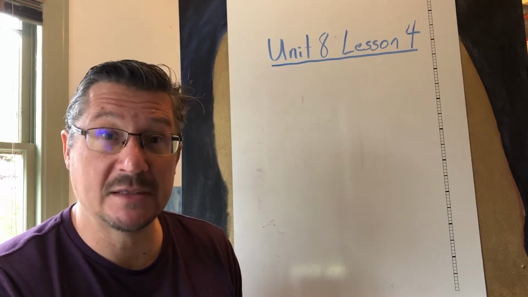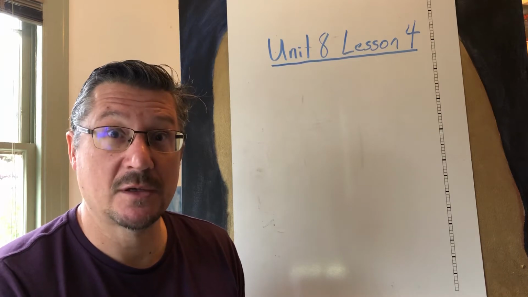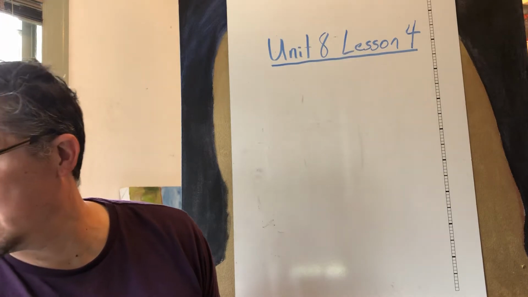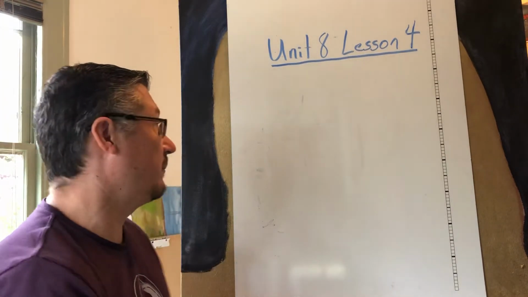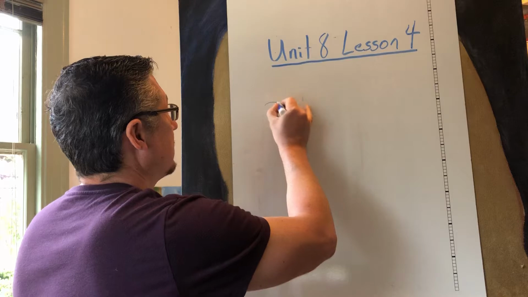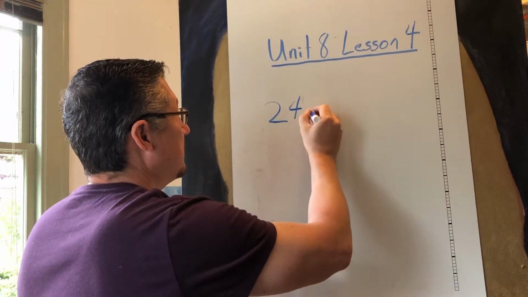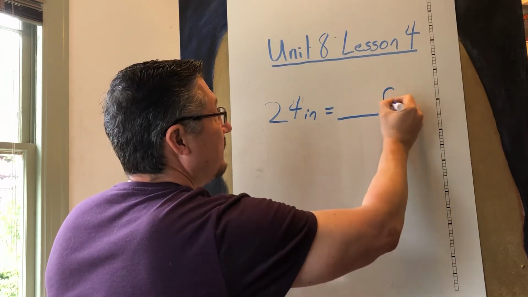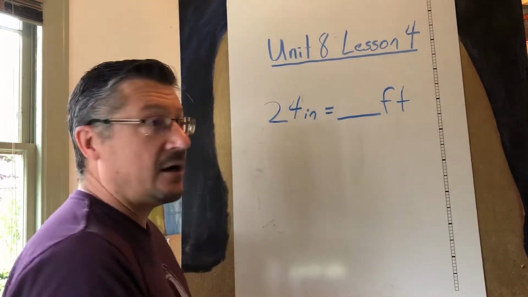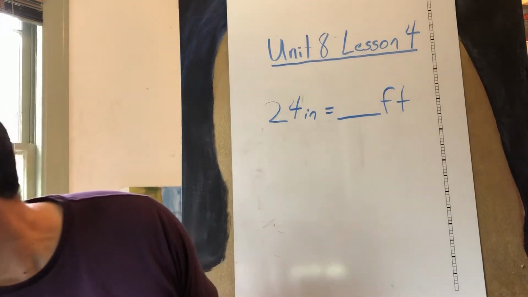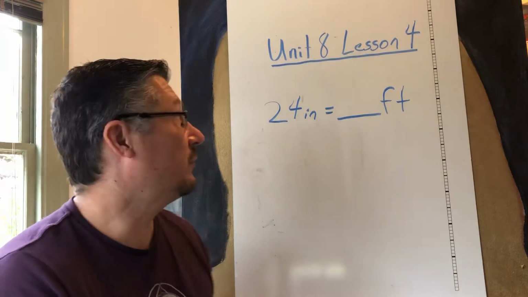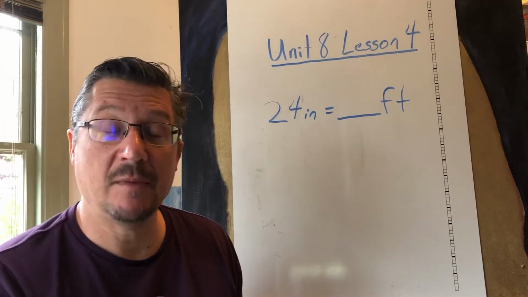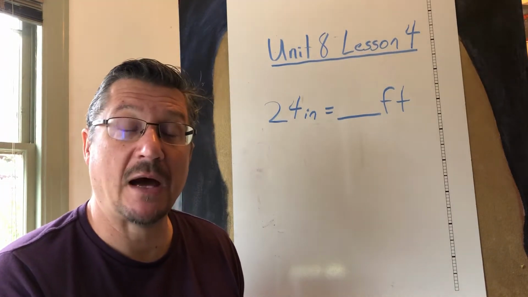So I'm going to give a couple examples in this video. Our first example, I'm going to read out of the book. Let's just do number 1. 24 inches equals how many feet? So that's 24 inches equals blank feet. There's a chart on page 273 that gives us, if you don't have it memorized, how to convert.